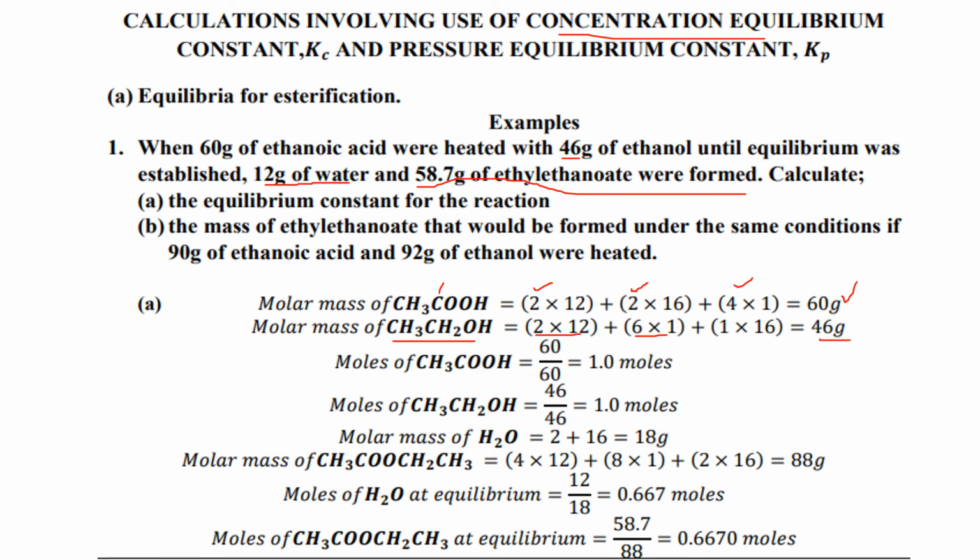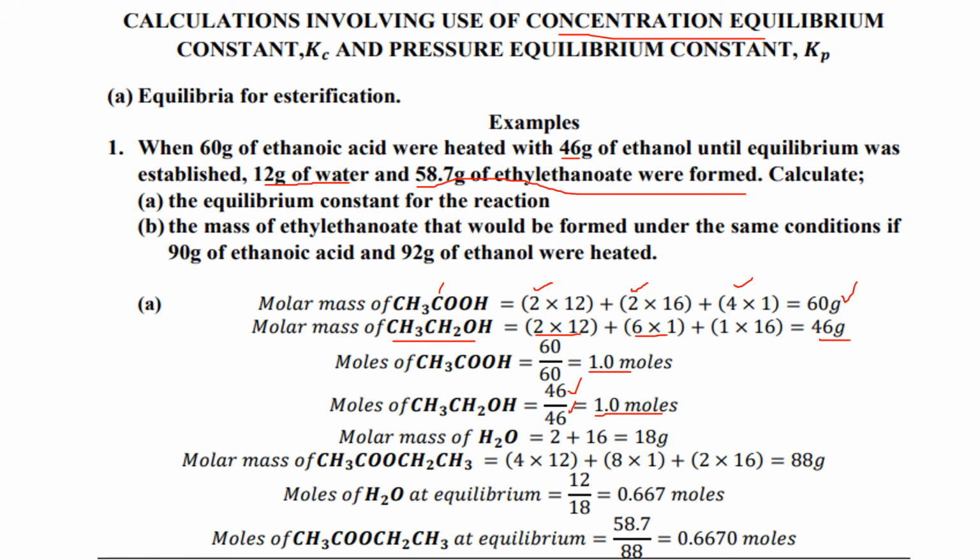So moles of ethanoic acid formed are going to be given mass divided by RFM. In this case, we're going to get 1.0 for ethanoic acid, and for ethanol, the given mass was 46. If you divide by its RFM, which is 46, you're going to get 1.0 moles. So now we have the moles for ethanoic acid and ethanol.